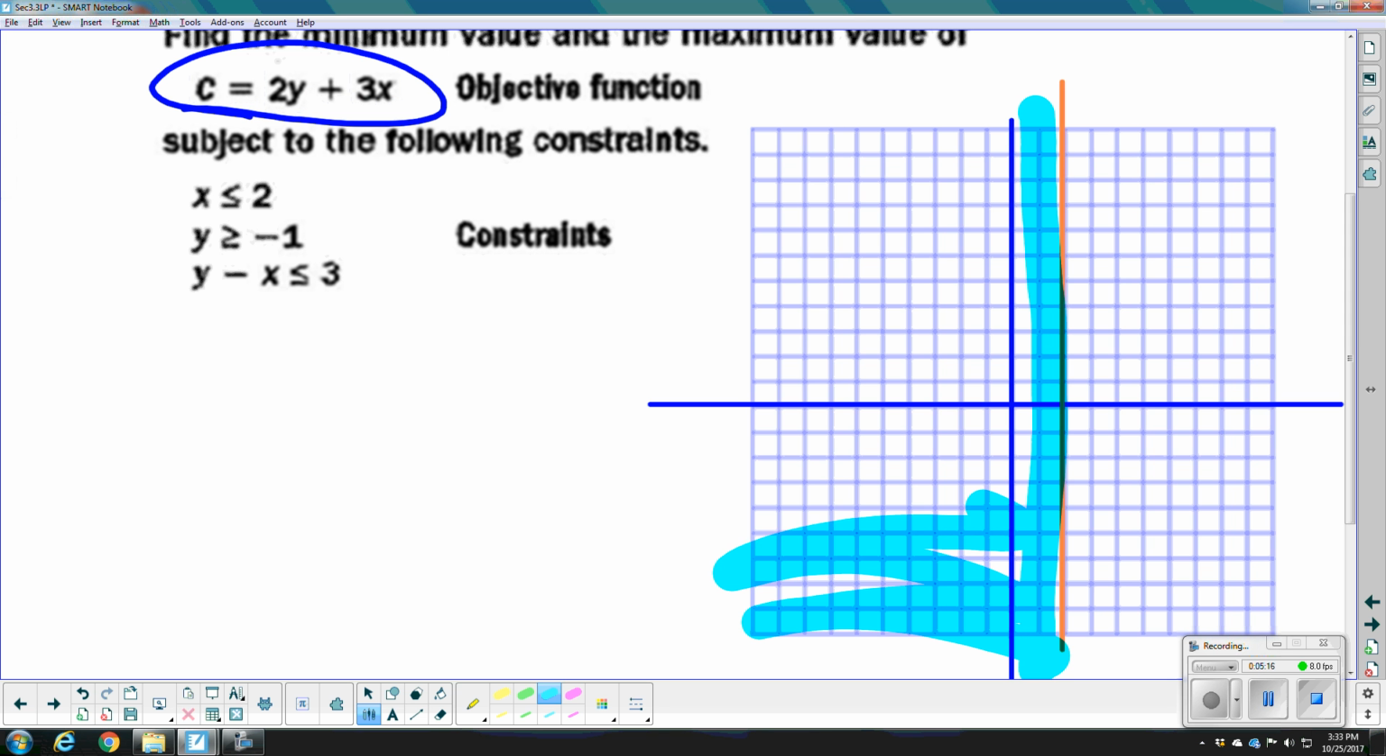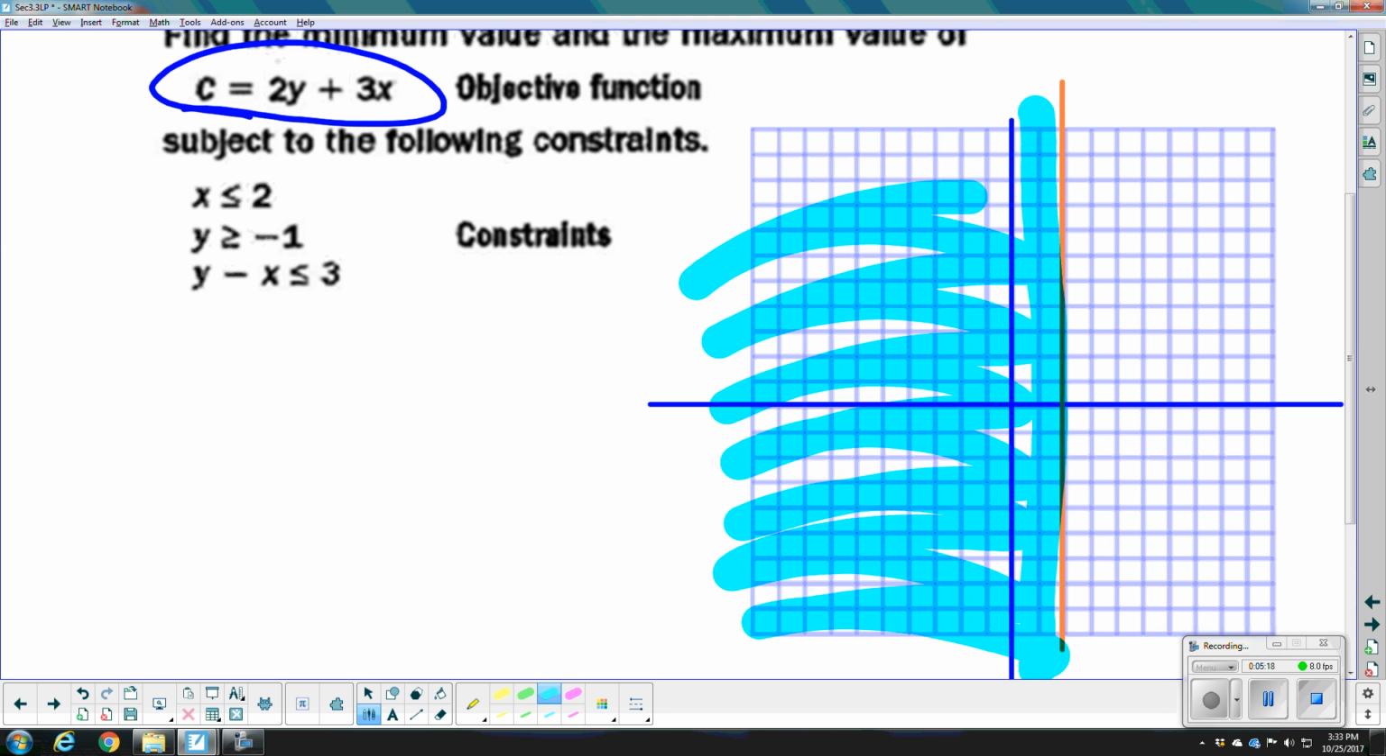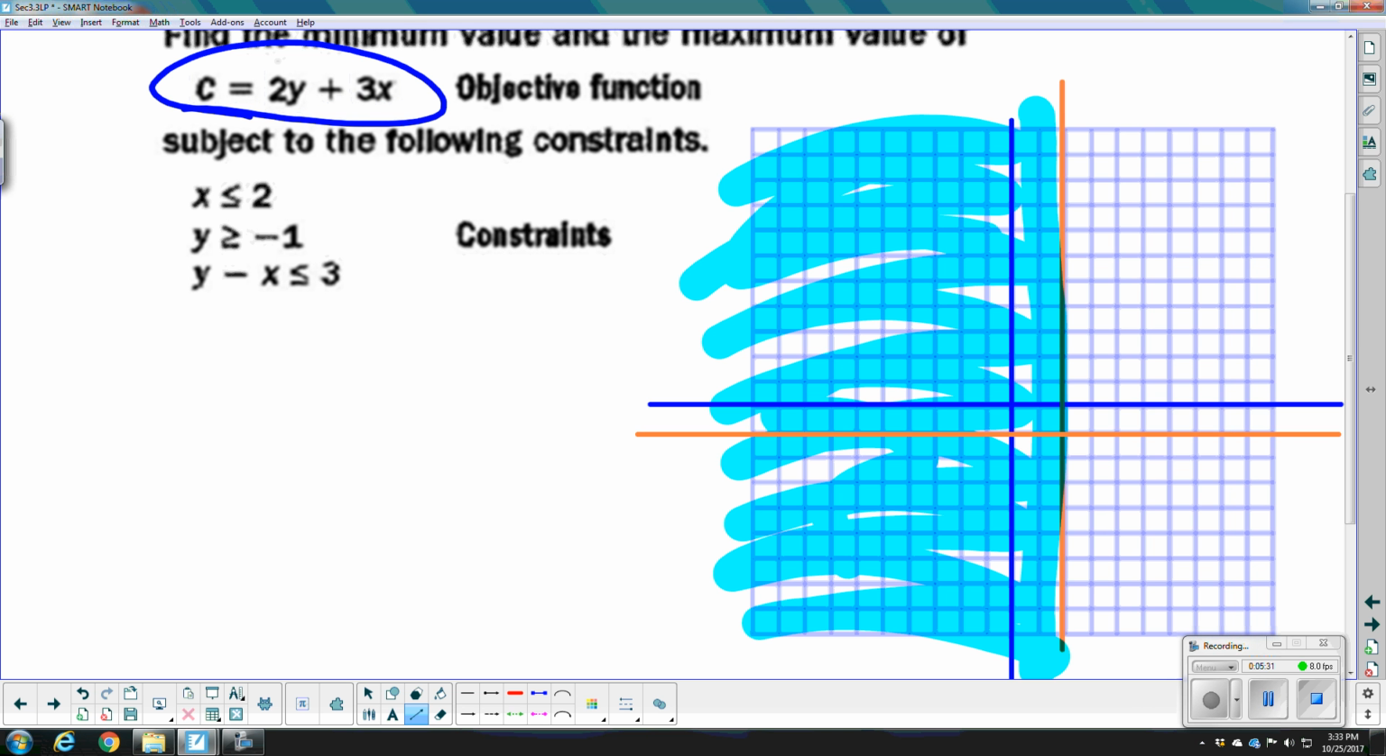So here's my solution for the first constraint, my possible scenarios for the first constraint. Now I have to do my second one, y is greater than or equal to -1. So I'm going to graph that. And I'm going to graph my solution, which is anything above where y equals -1, anything larger than that.